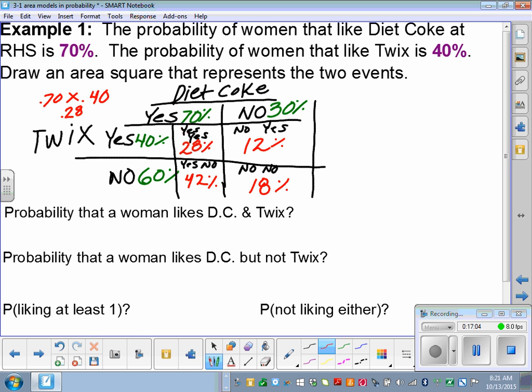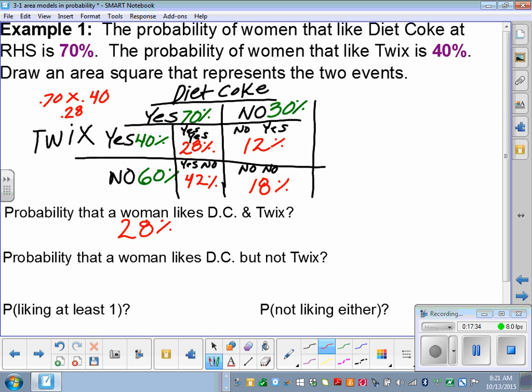Okay, I'm going to pause there. Questions on how I filled that area square in? Now that wasn't too bad, right? Okay. All right, so now let's find these probabilities. It says find the probability that women like Diet Coke and Twix. What's that probability? Look at your area square. How'd you know it's 28? So you're saying, okay, good. You're combining Diet Coke and Twix. Those are the only yes. Very good. So 28%.